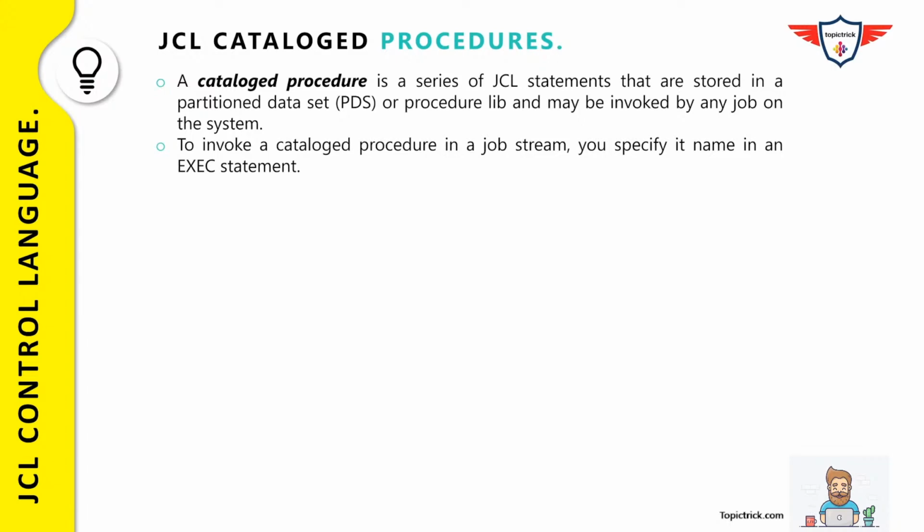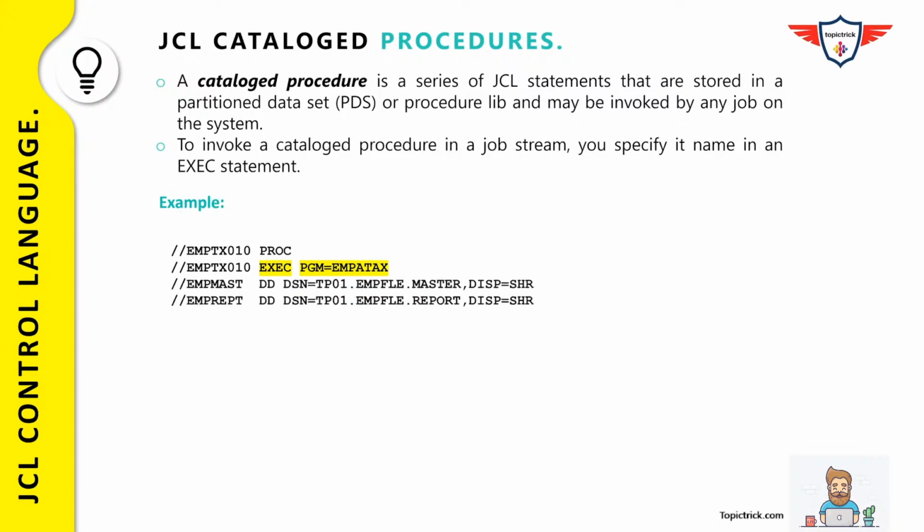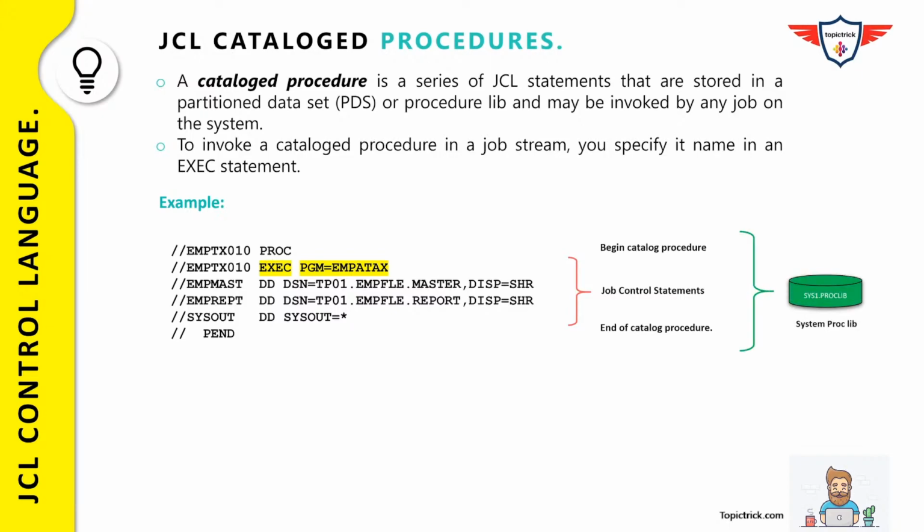Now the catalog procedures can be stored in the system procedure library, that is sys1.proclib. However, this library is used to store IBM supplied catalog procedures. You can also have catalog procedures in a private library. The name of the catalog procedure is its member name or alias in the library.